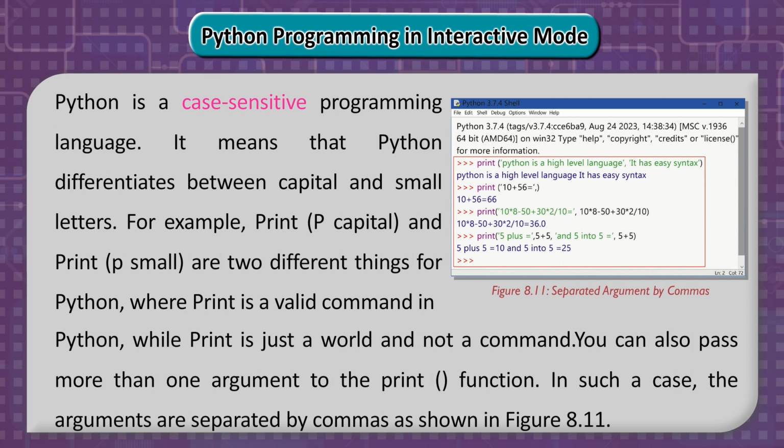Python is a case-sensitive programming language. It means that Python differentiates between capital and small letters. For example, print with a capital P and print with a small p are two different things for Python, where print is a valid command in Python, while Print is just a word and not a command. You can also pass more than one argument to the print function. In such a case, the arguments are separated by commas as shown in Figure 8.11. Figure 8.11, separated arguments by commas.